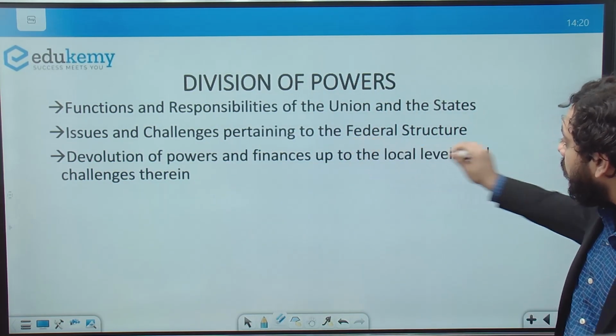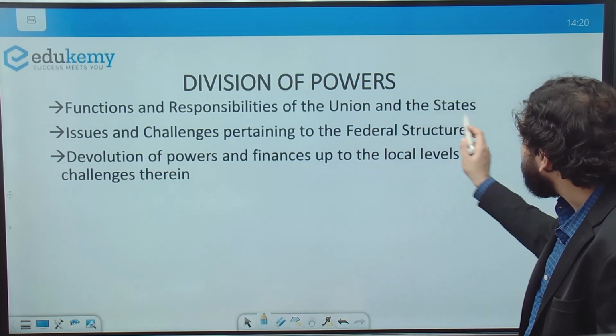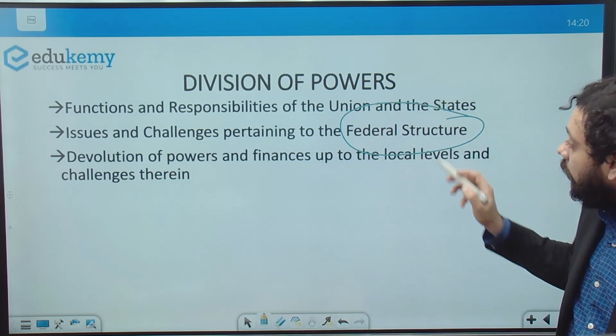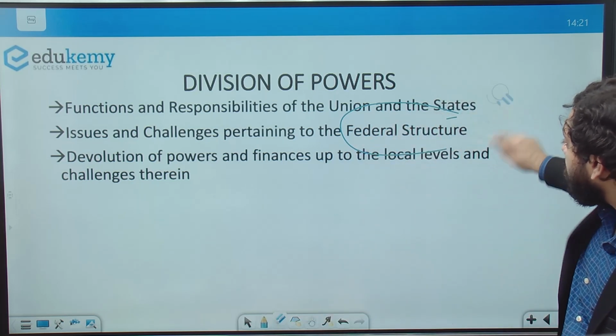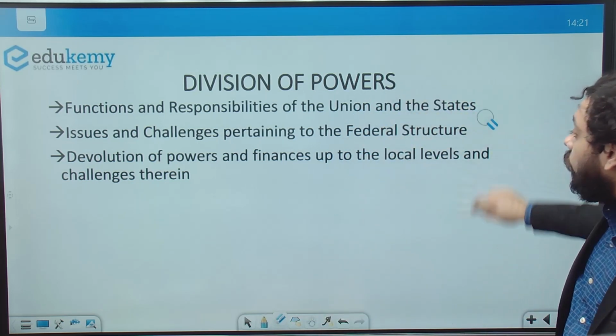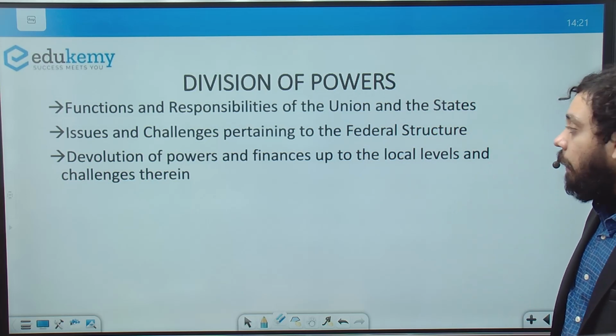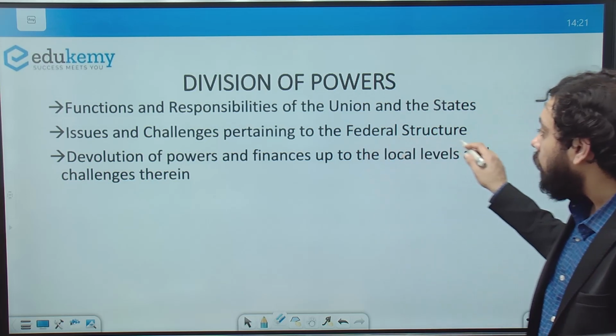Issues and challenges pertaining to the federal structure is a very, very increasingly important topic. In the year 2020 itself, there were 2 questions from this very topic. The question of federalism, which is again the idea of whether there is more power with the union or whether there is more power with the states.